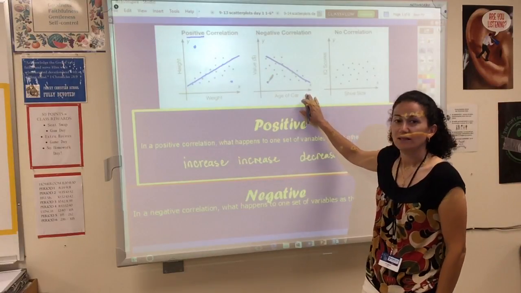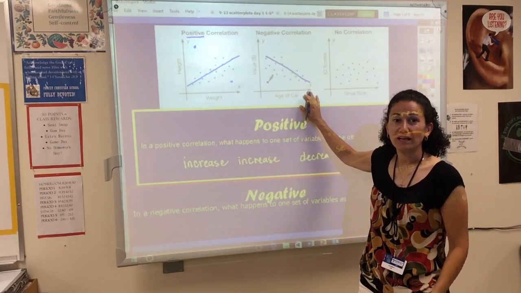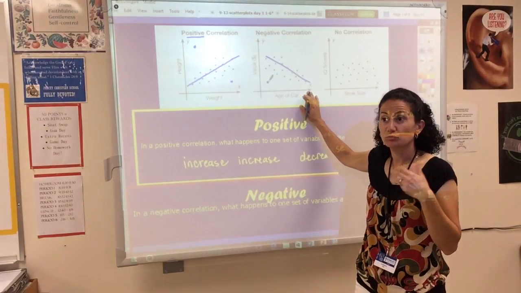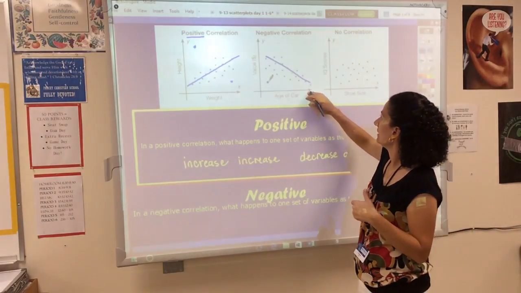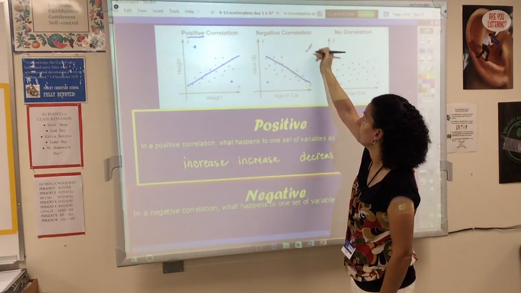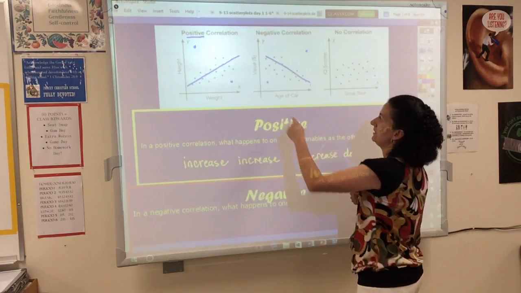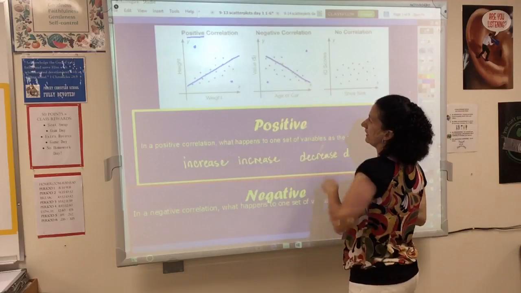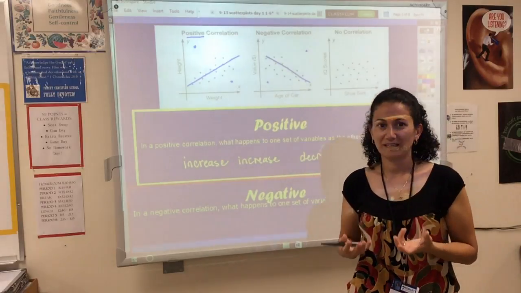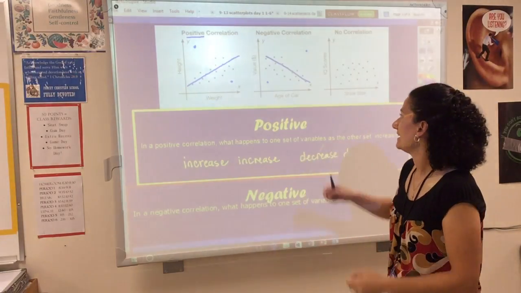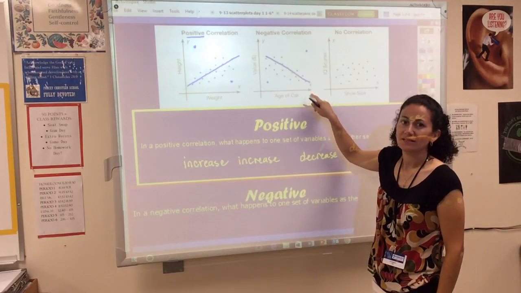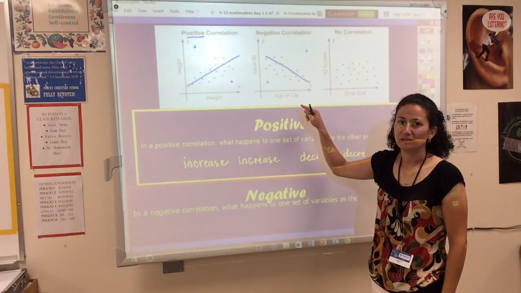Same thing on the other end, you could have a historic car, one of those really old cars that end up having really high value. But in general, this is a trend, right? The older the car, the lower the value. So let me use the words increase, decrease. As age increases, value decreases.